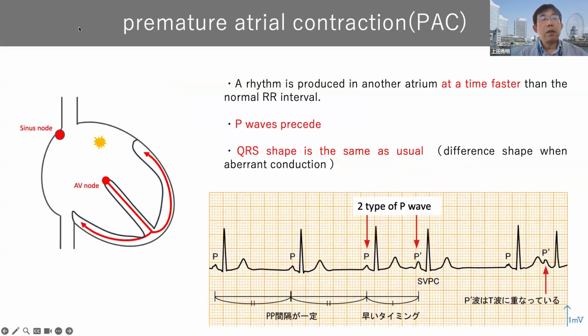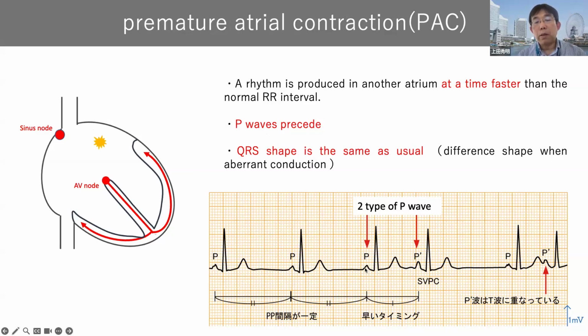So this is the image of premature atrial contraction. We call it PAC. A rhythm is produced in the atrium at an earlier time than the normal RR interval. As you can see here, the abnormal rhythm will be produced at this place, and the P wave also proceeds like this. But the QRS shape is still the same as usual because it uses the same conduction. The electrical conduction is the same as the normal pattern.